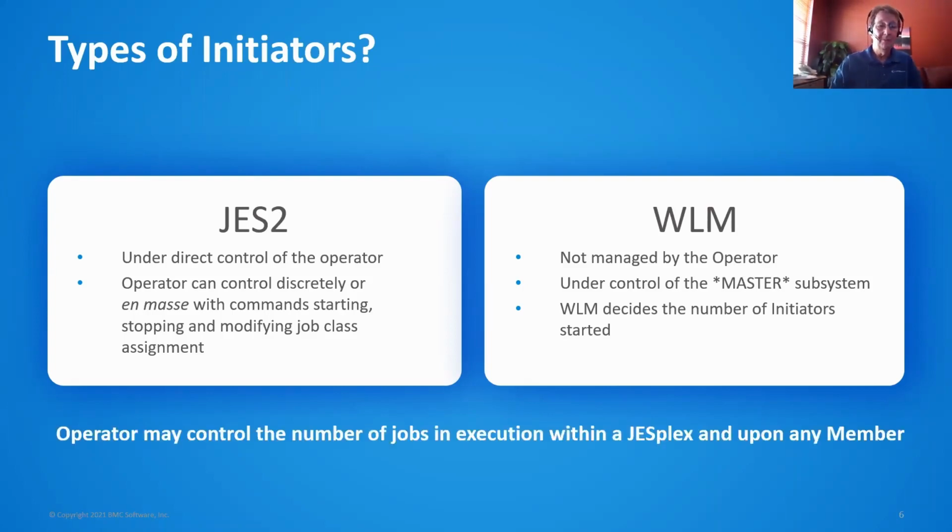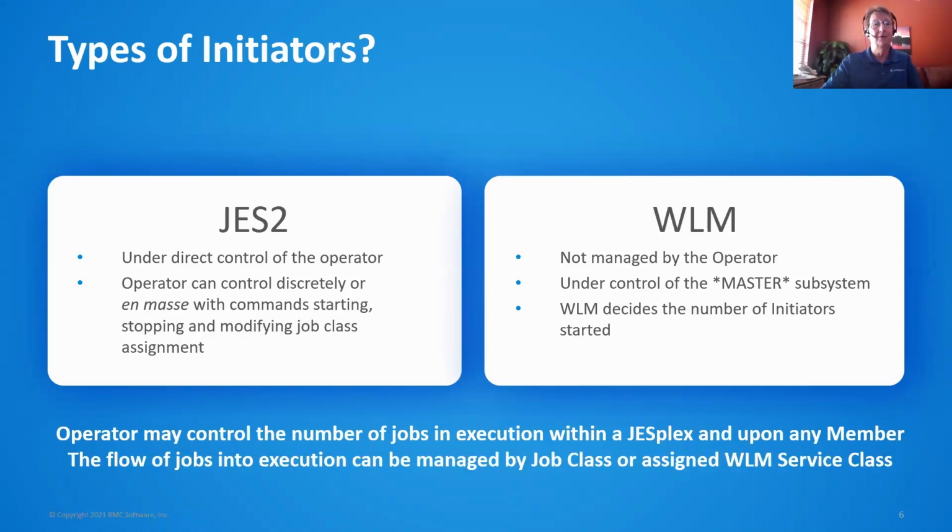So operators can control the number of jobs in execution in the JESPLEX and upon any member with a variety of commands like the $T job class commands, where you can control the queue affinity, where a job class can run on which member or members. You can also control how many initiators actually get used for a given job class with XEQ count and XEQ member parameters on the $T job class command.